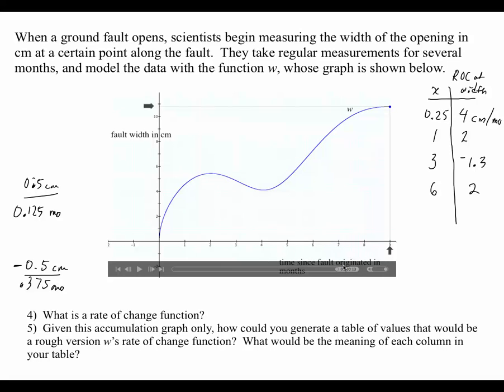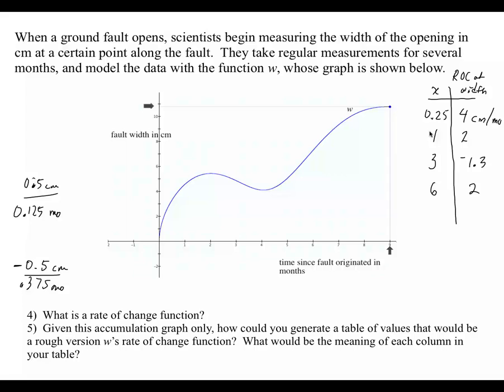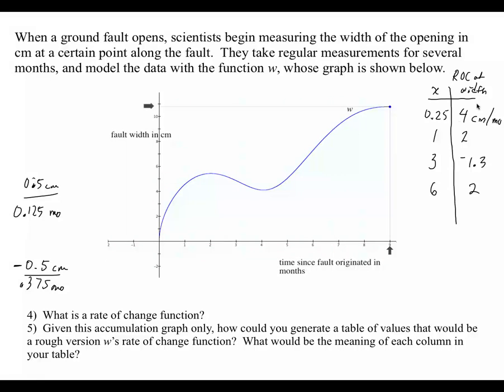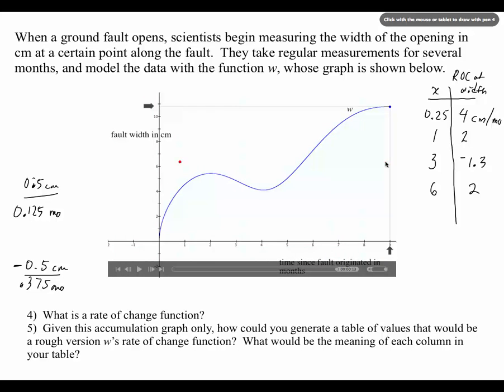What would that mean? What's happening at the beginning to the rate of change? The accumulation is increasing, but what's happening to the rate of change? Decreasing. So we'll do rate in red, on the same axes. At 0.25, what's the rate of change? About 4.